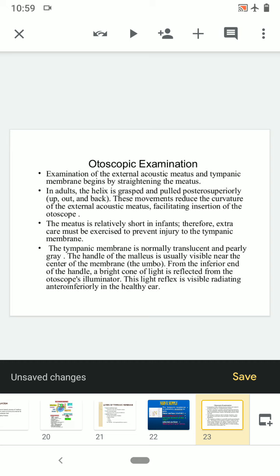And the tympanic membrane is normally translucent, pearly grey, and the handle of malleus is seen. The shadow of the handle of malleus is clearly visible at the center of the membrane, and that is called the umbo. From the inferior end of the handle of malleus, you can see a bright cone of light, which is called the light reflex. I have already told you, it is always visible anterior-inferiorly in a healthy ear. Okay, so not in perforations and all.